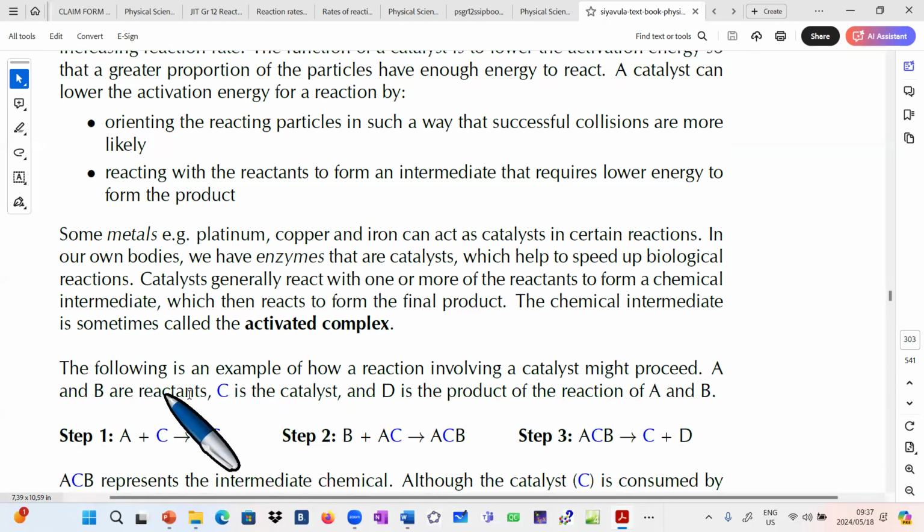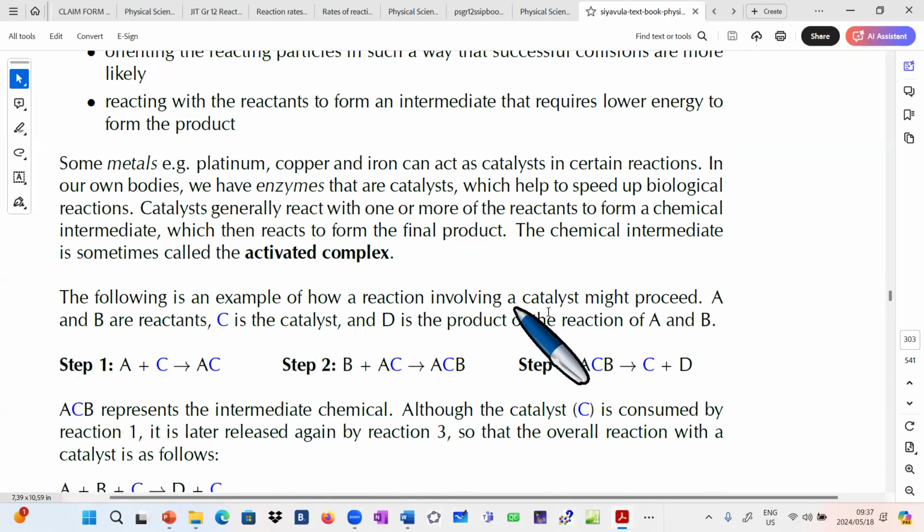The following, for instance, is an example of how a reaction involving a catalyst might proceed. A and B are reactants, and C is a catalyst, and D is the product of the reaction of A and B. In step 1, we react reactant A with the catalyst C, and then we form a product. This is just a general chemical reaction.